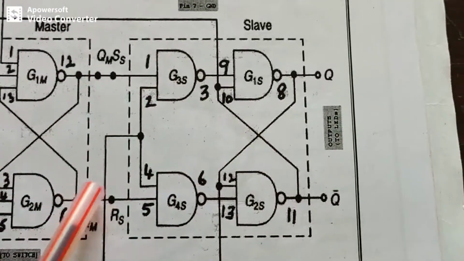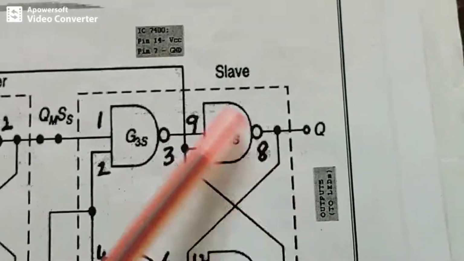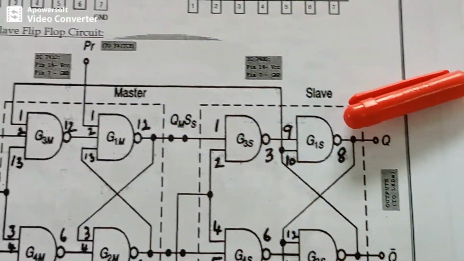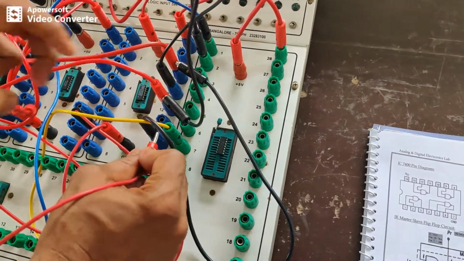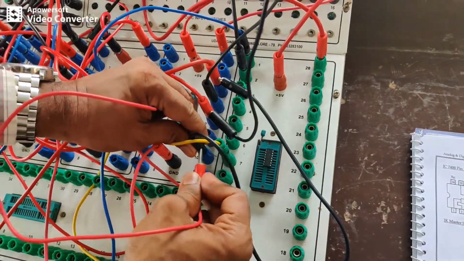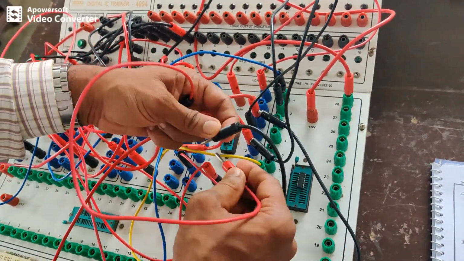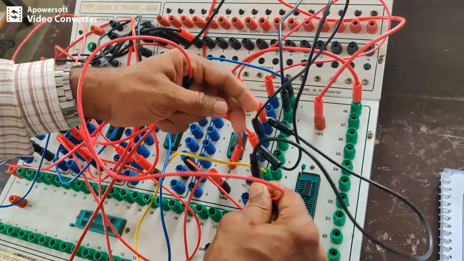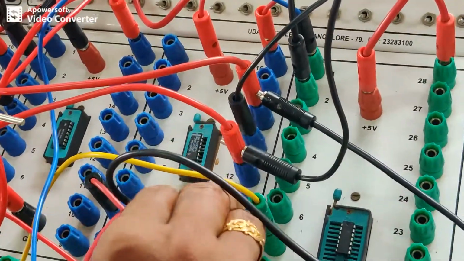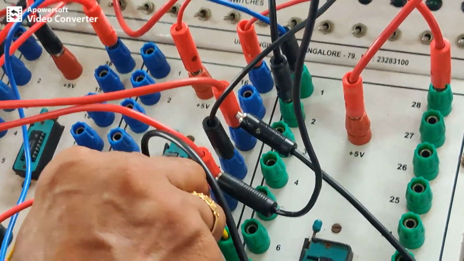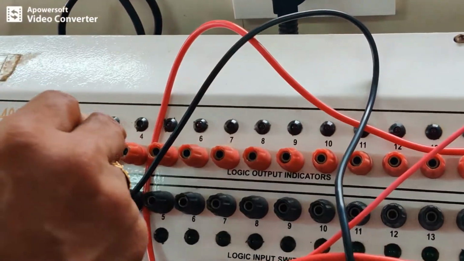After this connection, you have to connect the output. Output is nothing but pin number 8 of the 4th IC. Here you can see pin number 8 of the 4th IC. I will connect it to the output point.